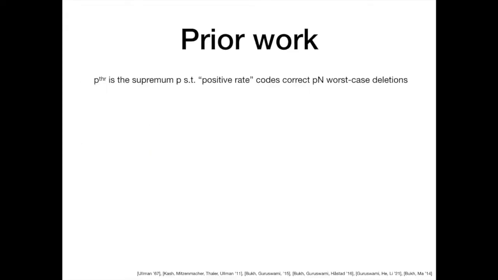So previously, what was known about the threshold? There was a trivial upper bound, as I mentioned, of 1/2, that you can't correct n over 2 worst case deletions, and this follows from the warm-up question on the first slide, that in any set of at least 3 binary strings, there's 2 with LCS n over 2.